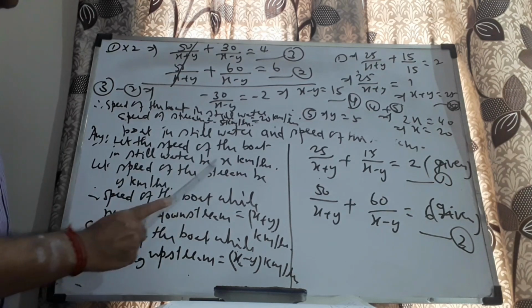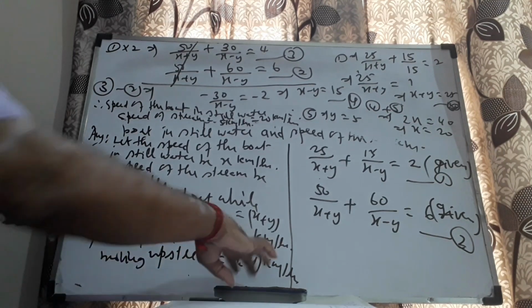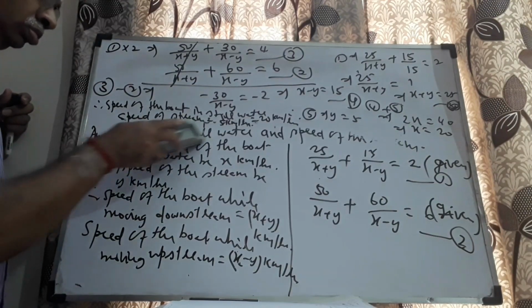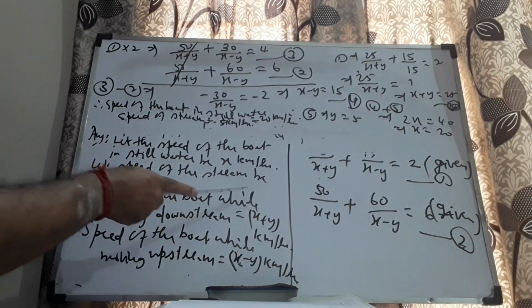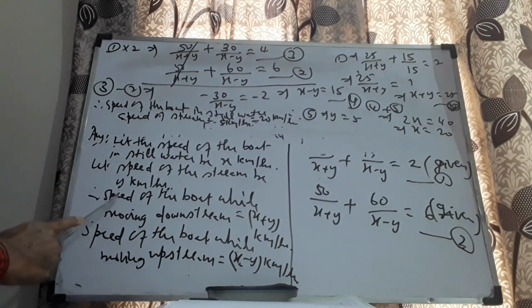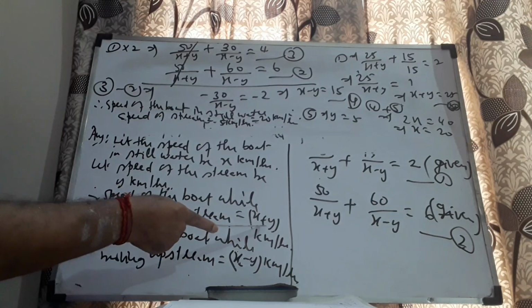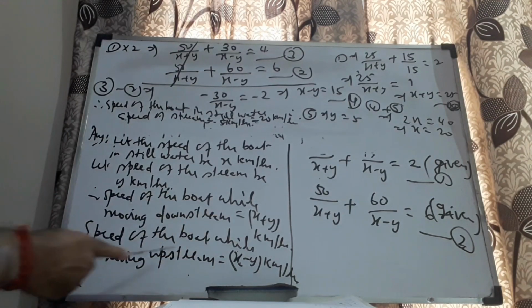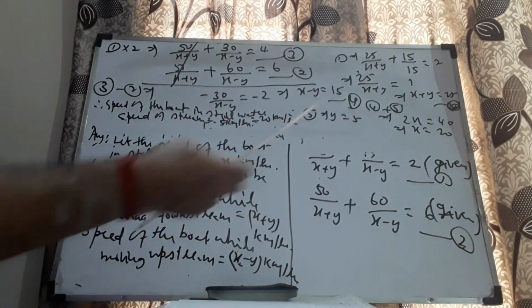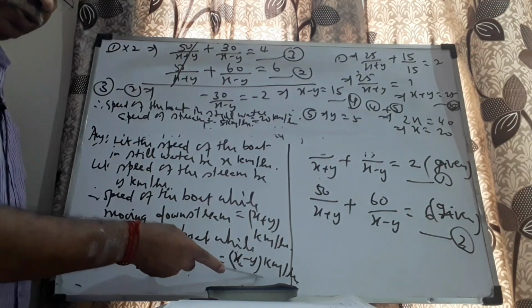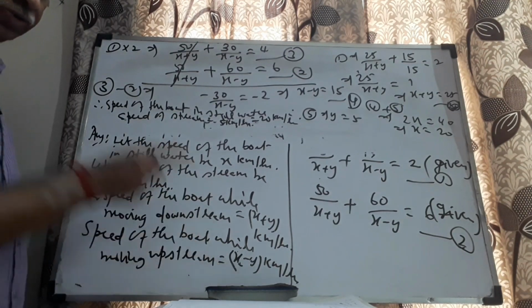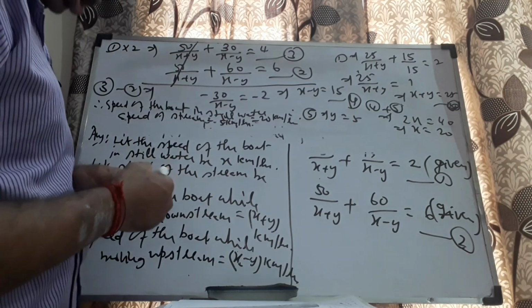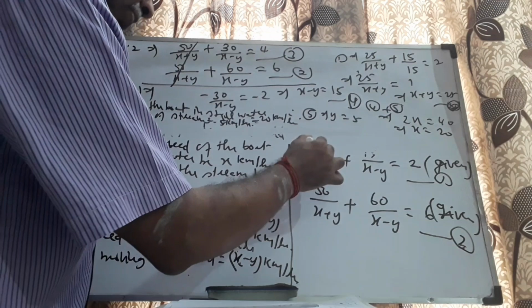Let the speed of the boat in still water be x kilometers per hour. Let the speed of the stream be y kilometers per hour. Now, speed of the boat while moving downstream, it's going along with the current, therefore the speed gets increased. It will be x plus y kilometers per hour. The speed of the boat while moving upstream, it faces the current, therefore it gets reduced: x minus y. Remember carefully, speed of the boat in still water should always be greater than the speed of the stream. That is very important.